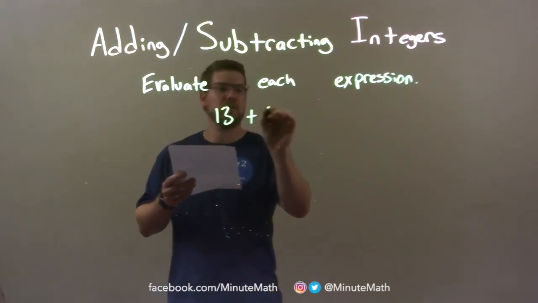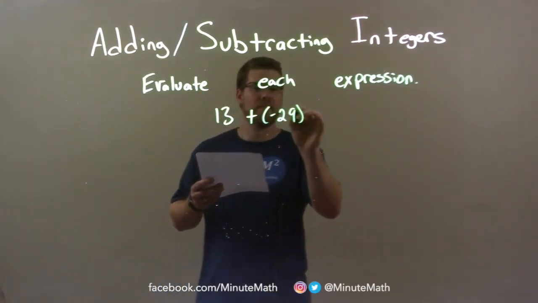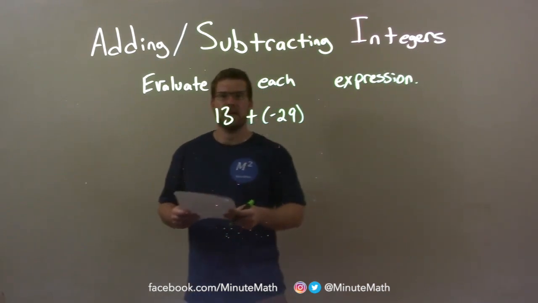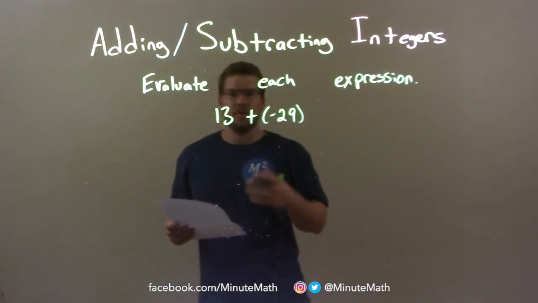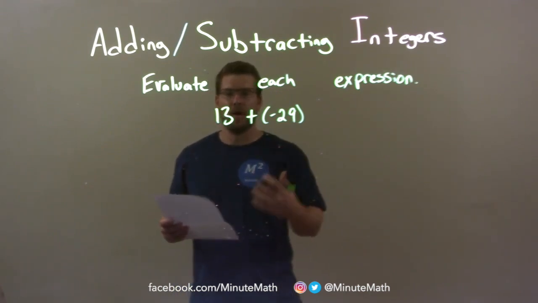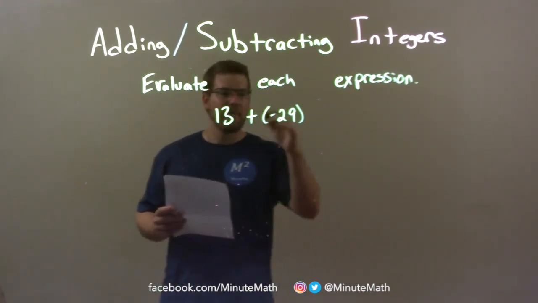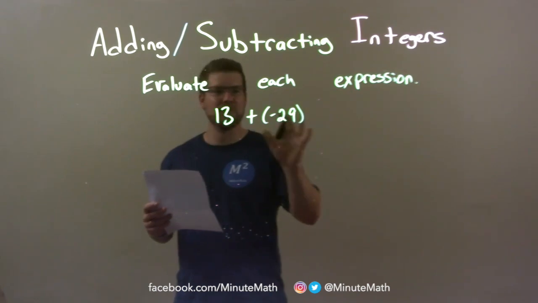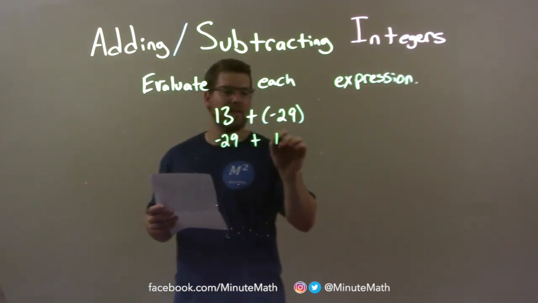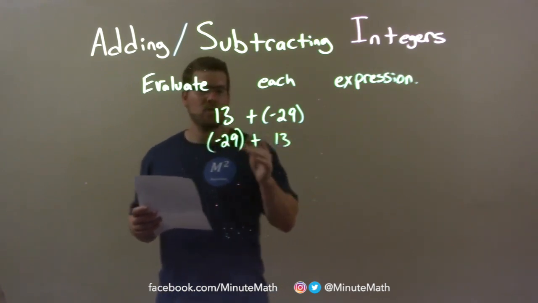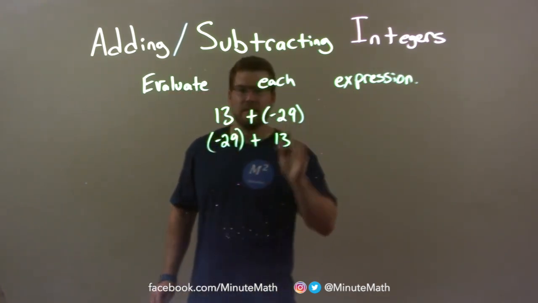13 plus a negative 29. Okay? So we have 13 plus a negative 29. Well, I'm going to look at my number line. But before I do that, I'm going to switch this around. I'm going to put negative 29 first, and I know I can add 13 to that. So when I look at my number line, I'm going to choose negative 29 first.